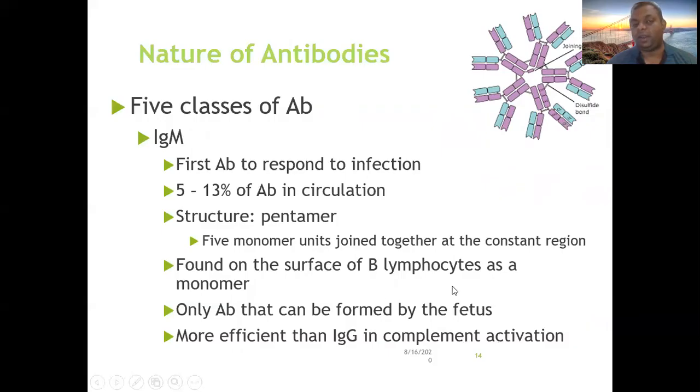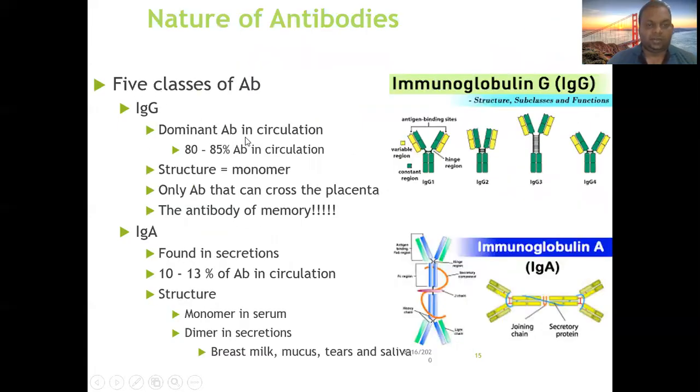So IgM and IgG both cause complement activation. IgM is the one which is much stronger. IgG is the abundant one. Structure is a monomer. That's the only antibody which can cross the placenta.